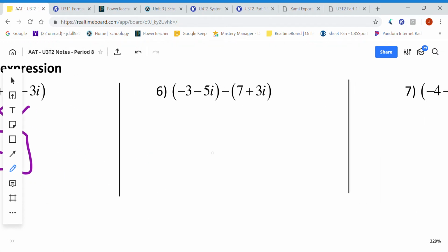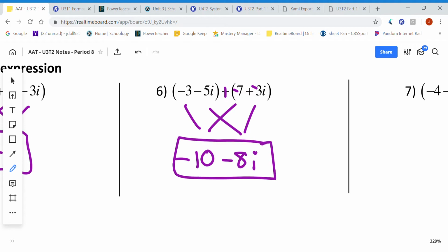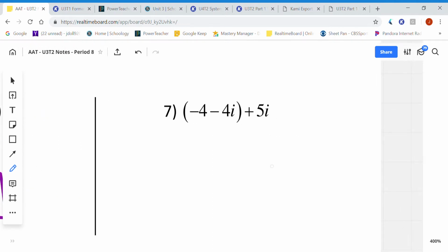Same deal here. Now we're subtracting, so you might want to use our trick of changing the signs in the second number and change it to addition. But -3 plus -7 is -10. -5i plus -3i is -8i. So this is exactly the same thing we'd be doing if there was a variable like x or y there.